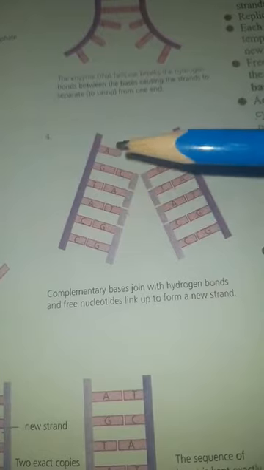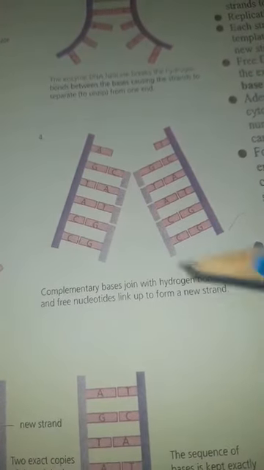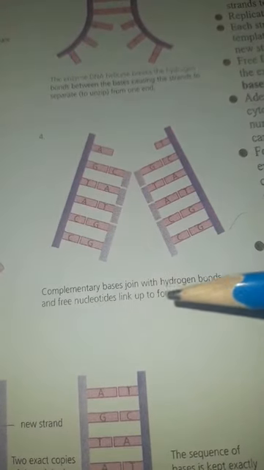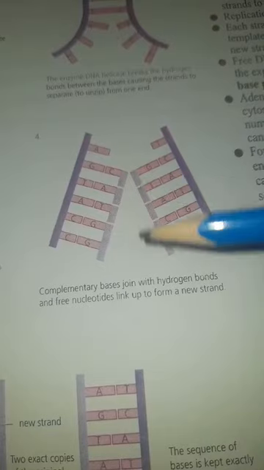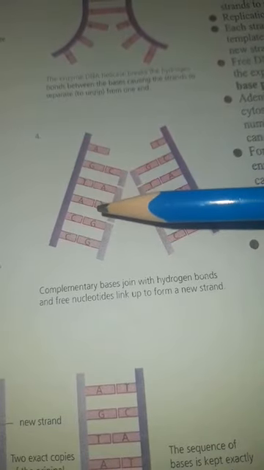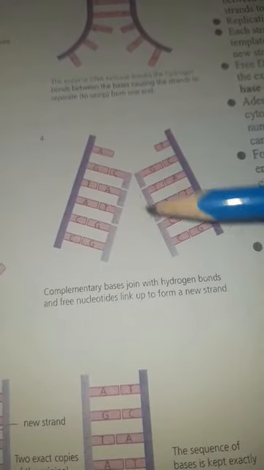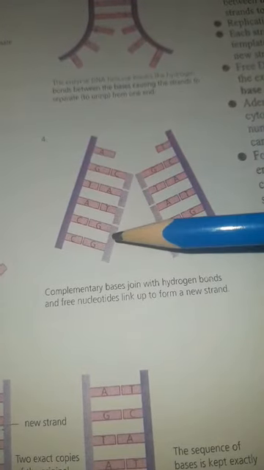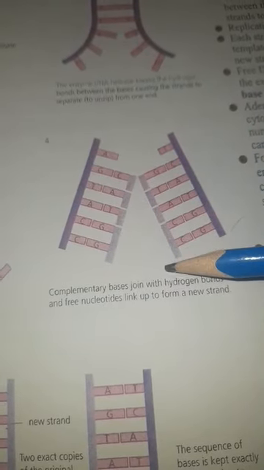Now you can see in the fourth step, the complementary bases join with hydrogen bonds and free nucleotides link up to form a new strand. When these free nitrogenous bases get bonded with the appropriate nitrogenous bases here, another strand is formed, right? You can see here that these ones are the old strands and here new strands are forming. So this is the fourth step.